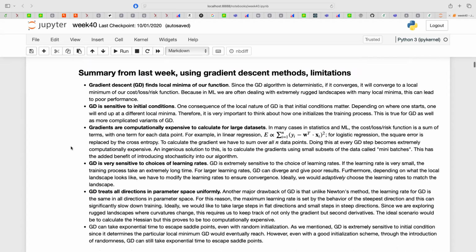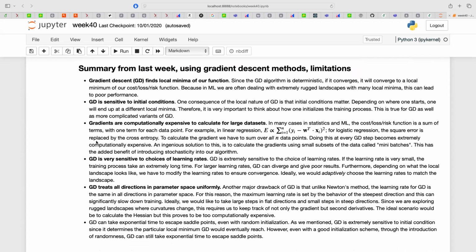So let's have a quick summary from last week. When we discussed these gradient descent methods, what we did last week was to discuss gradient descent, plain gradient descent, and gradient descent with what we called momentum. So I'm going to repeat some of these elements.